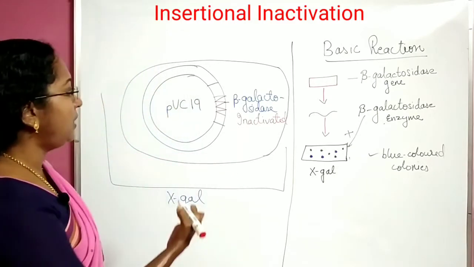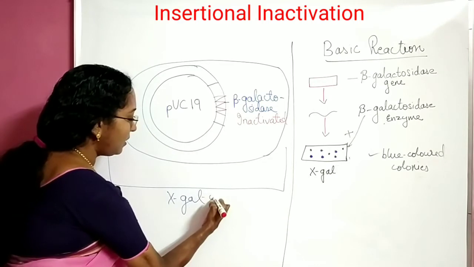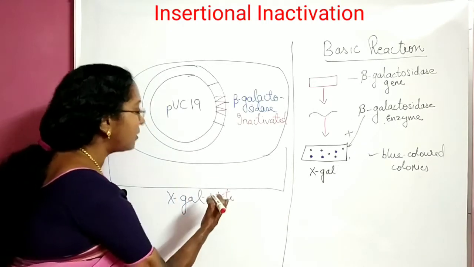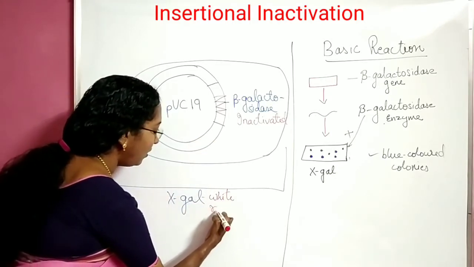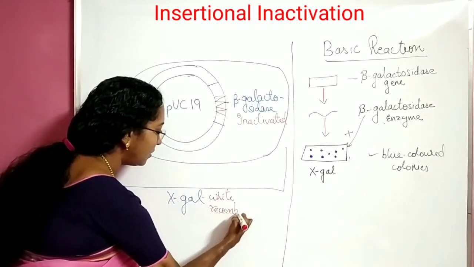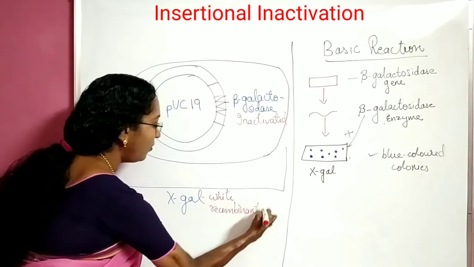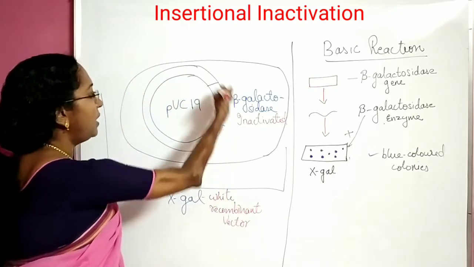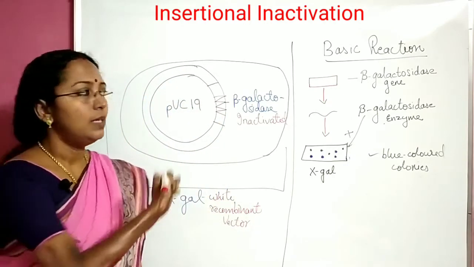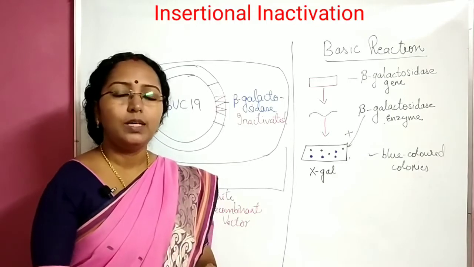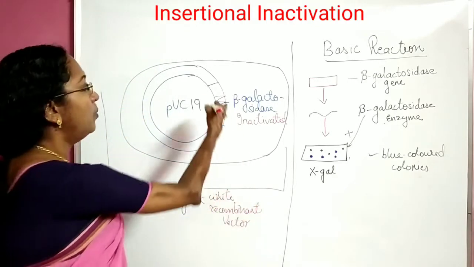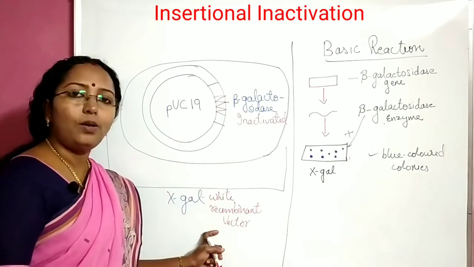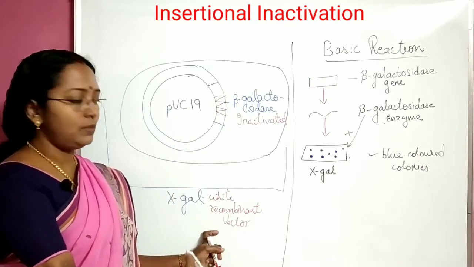Okay, so what does that mean? Here in this X-gal, I am going to get only white colored colonies. That means I have a recombinant vector here. This is my recombinant vector. Recombinant means a vector having another combination. What is the additional combination here? My gene of interest is here. So I have selected, because white colored colonies all will have a recombinant vector.